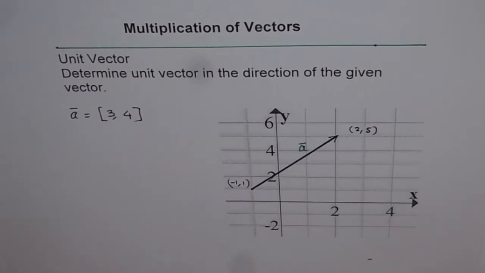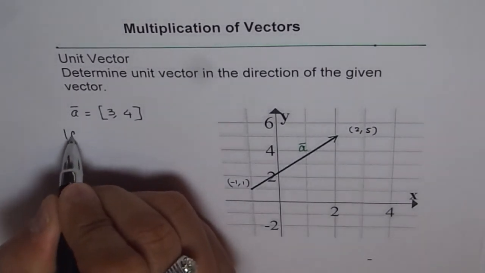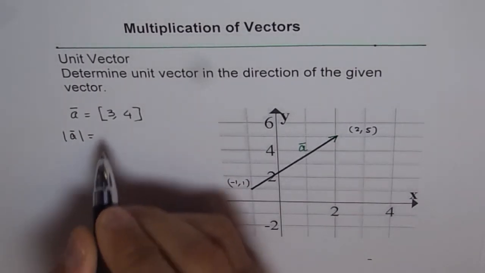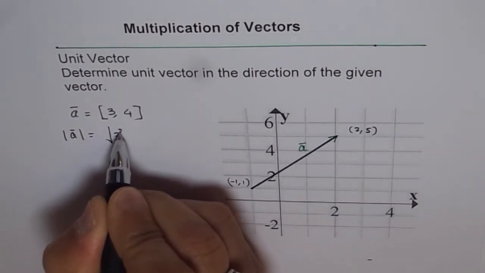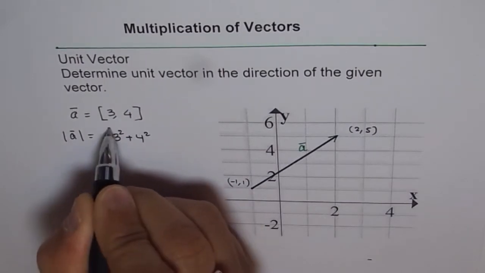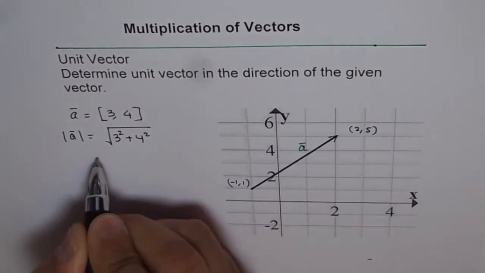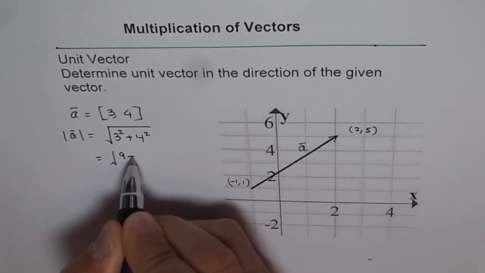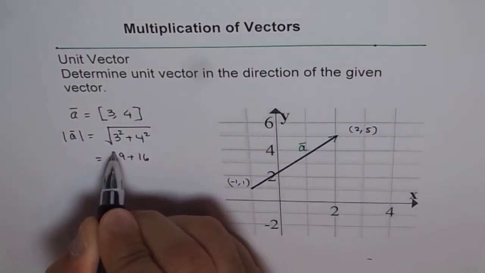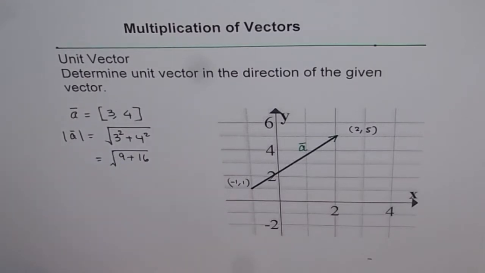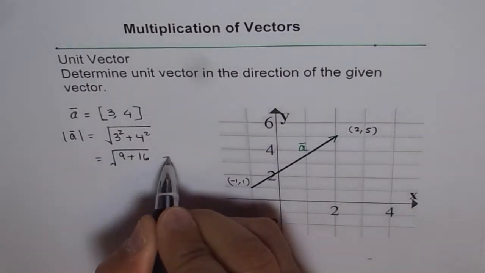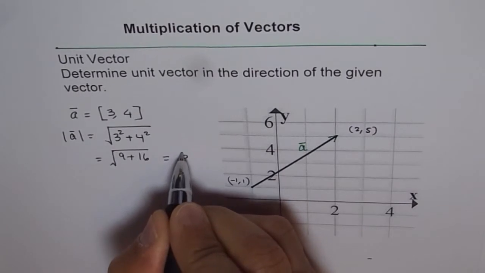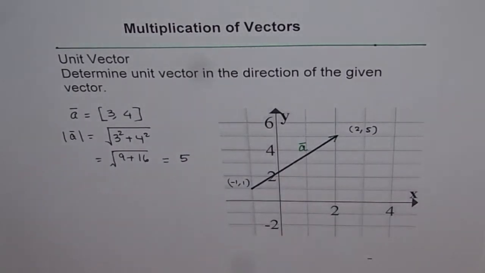Now, what is the magnitude of this vector? The magnitude of vector A is equal to the square root of 3 squared plus 4 squared, correct? Which is the square root of 9 plus 16, and that is 25, and the square root of 25 is 5. So that is the magnitude of this vector.